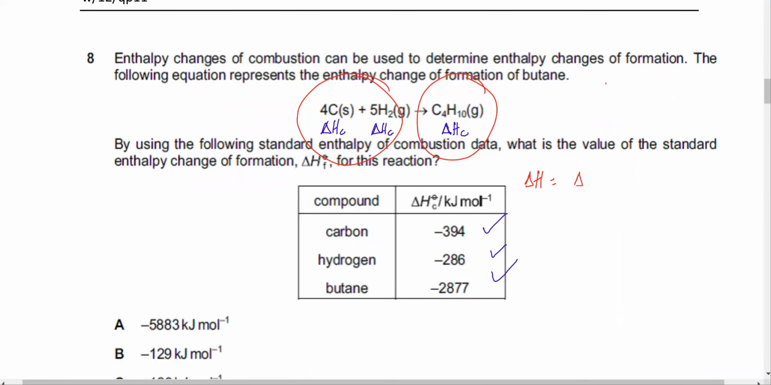So the enthalpy change of combustion of reactants minus... so it's going to be minus 394 into 4. The other one is minus 286 into 5. These two are my reactants.